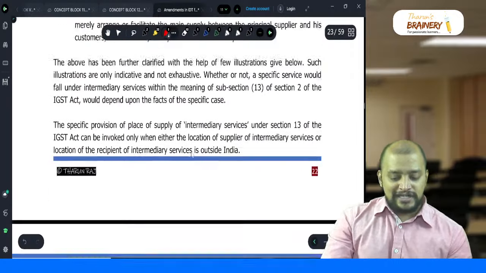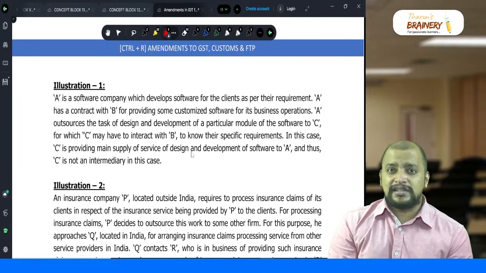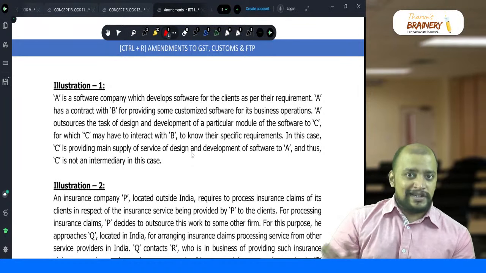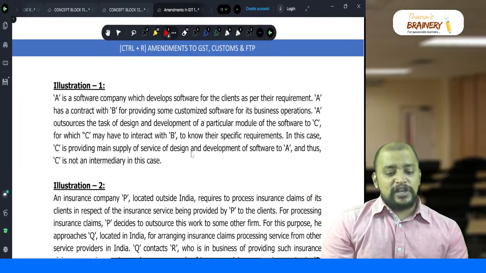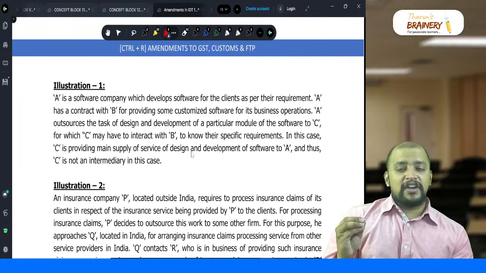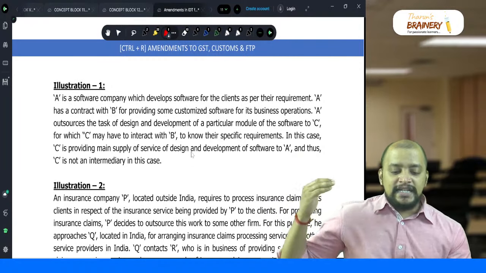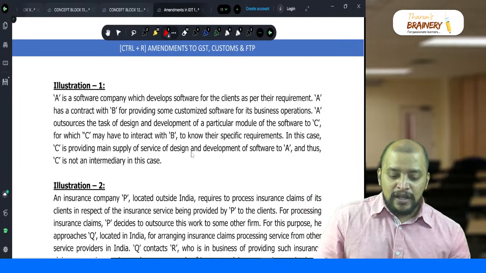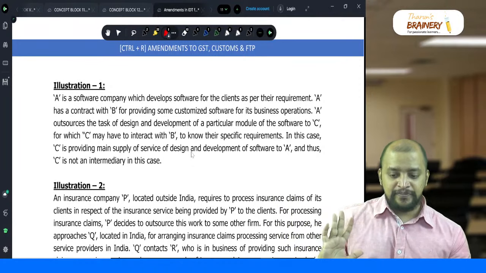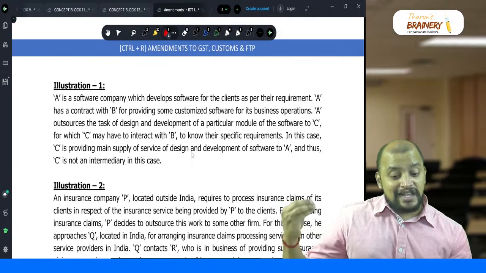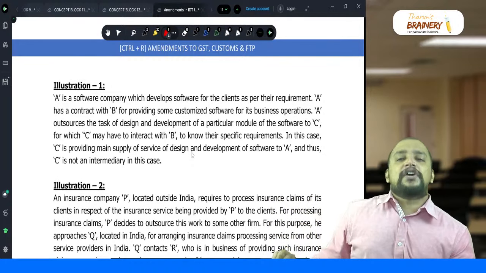So let's try to understand this with the help of some illustrations. These illustrations are given in the circular itself, okay? So I did not create this. It was given in the circular. A is a software company which develops software for clients as per their requirement. A has a contract with B for providing some customized software for its business operations. A outsources the task of design and development of a particular module of the software to C.